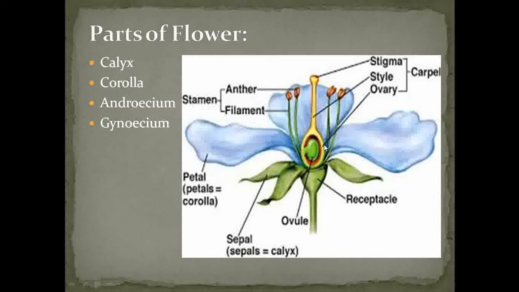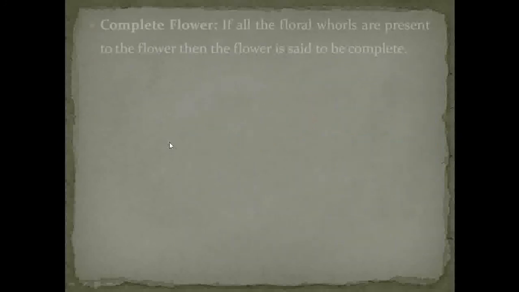The next whorl to the corolla is called the androecium, which is the male reproductive organ of a flower. The androecium is followed by the gynoecium. It is the female reproductive organ of a flower. According to the presence of these four whorls, the flowers are categorized into four types.